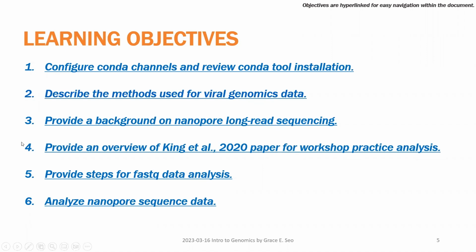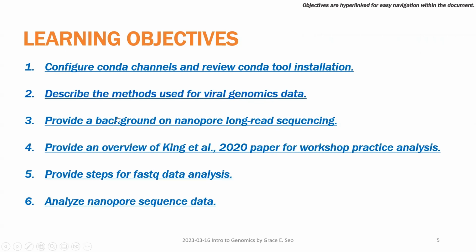And then next, we will go over types of viral genomics data analysis, so how some people are using it. I only do genomic surveillance, so I only know one sort of method, but there are other ways genomics data can be applied for research.